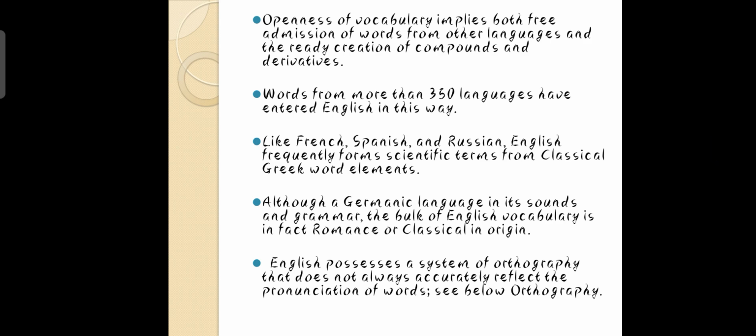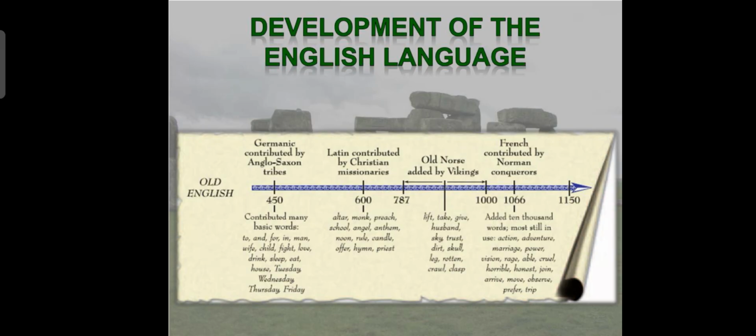Although a Germanic language in its sounds and grammar, the bulk of English vocabulary is in fact Romance or classical in origin. English possesses a system of orthography that does not always accurately reflect the pronunciation of words. See below, orthography. Development of the English language.